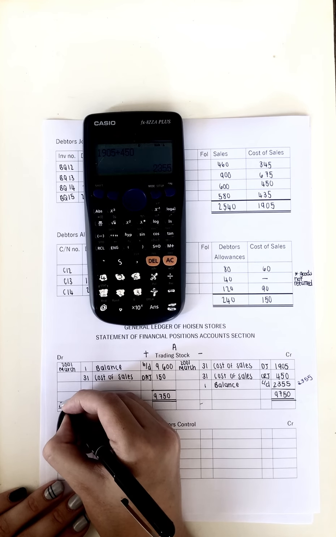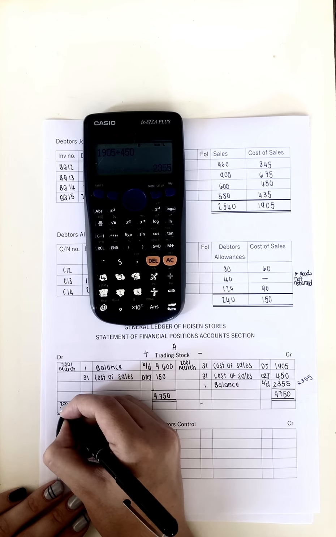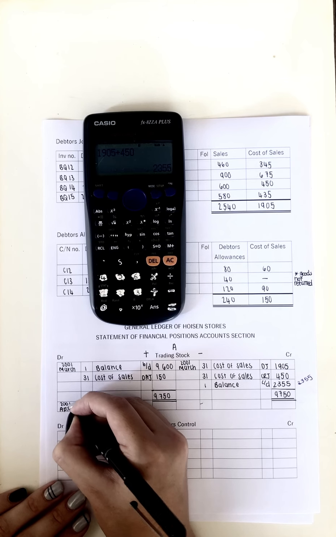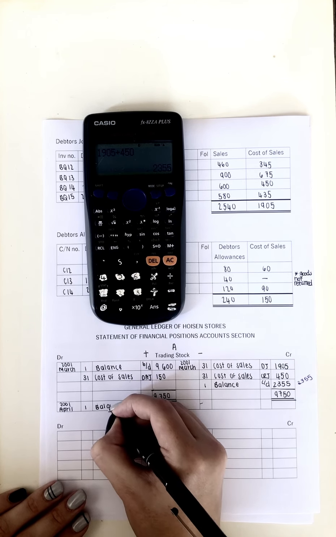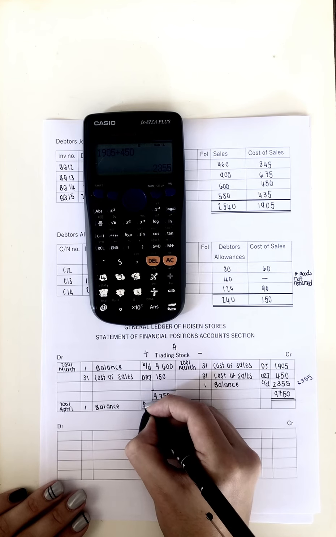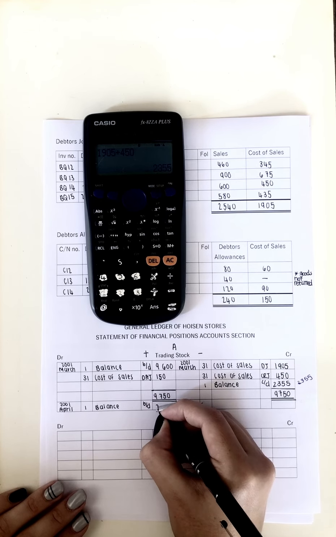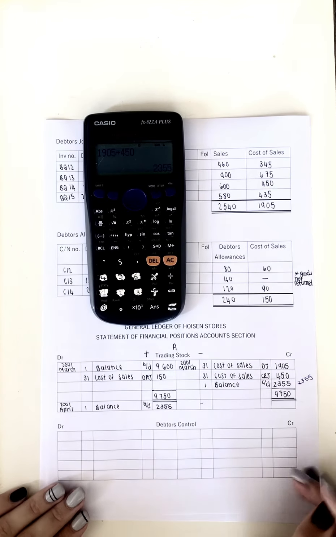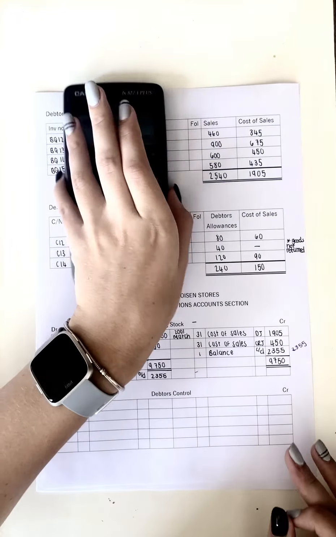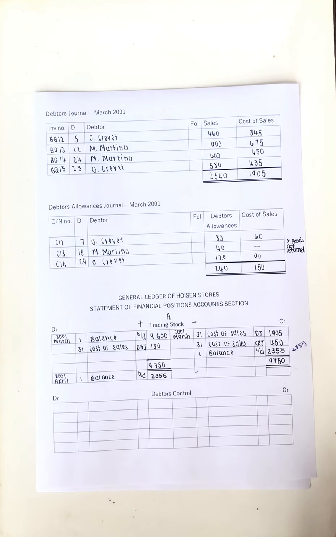So I put it over here, 2001 April the 1st, balance brought down of 2,355. Okay, I did do that very fast because you guys should be okay with balancing. If you're not, you need to let me know because it's very important.